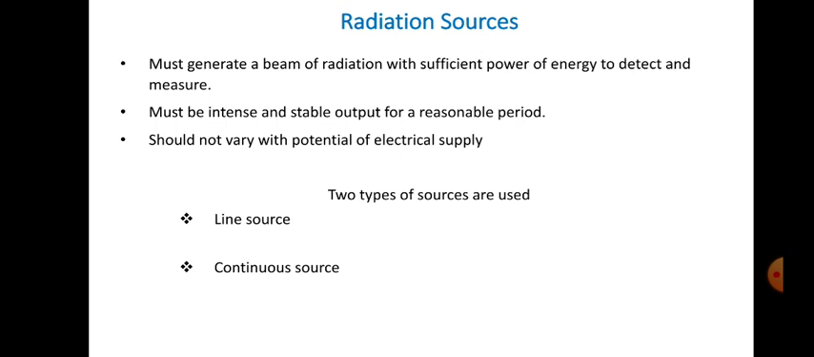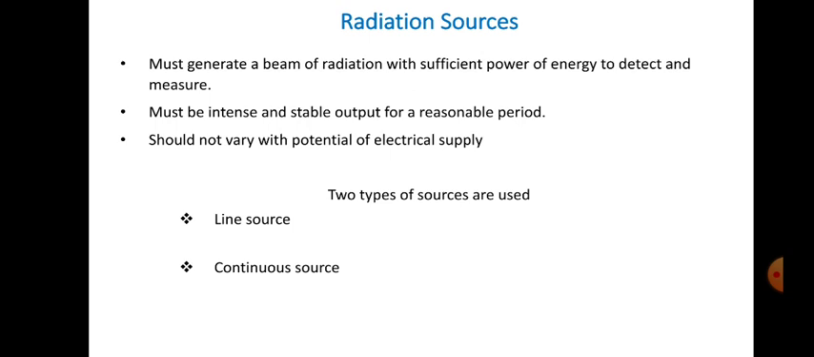If it does not have sufficient power, if it is not sufficiently stable, if it is not sufficiently intense, then that will not reach the detector, the signal may fade out and some instrumental error will be there in the measurement, and that will lead to a false concentration. So we need a radiation source which emits radiation of sufficient power, it should be intense and it should give a stable output for a reasonable period of time.